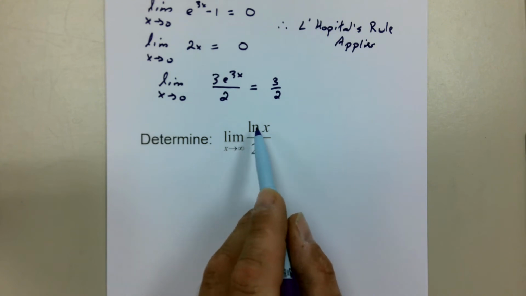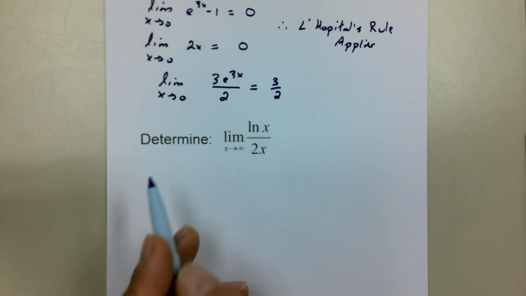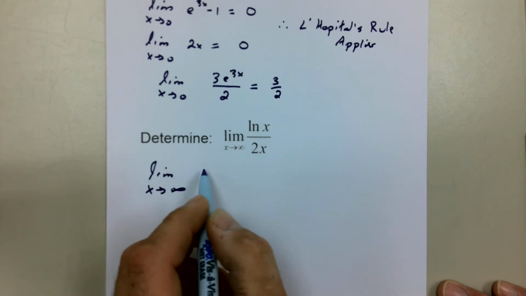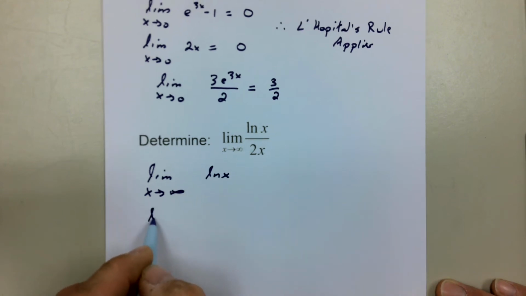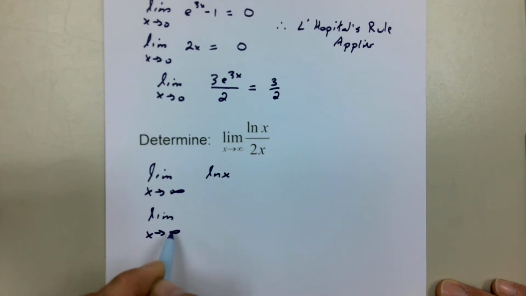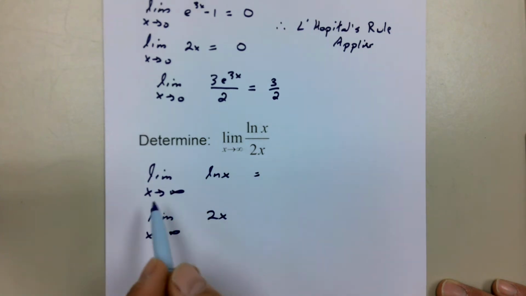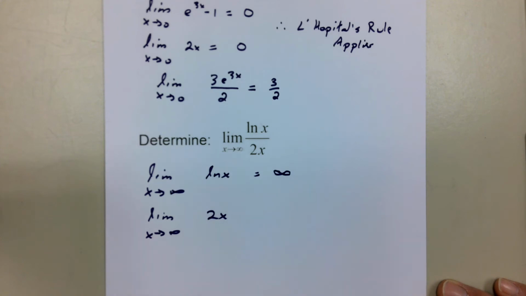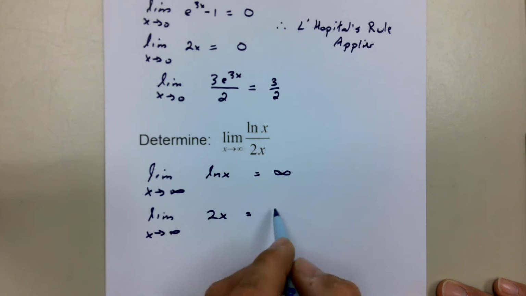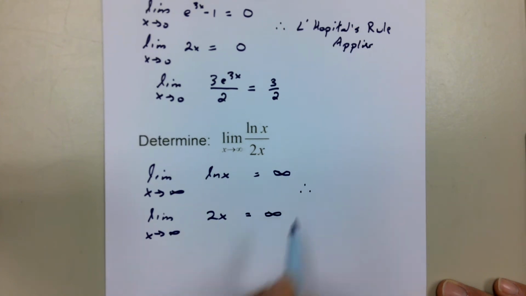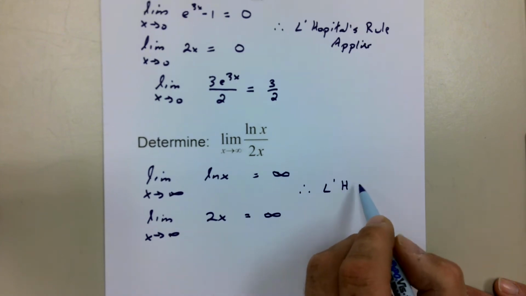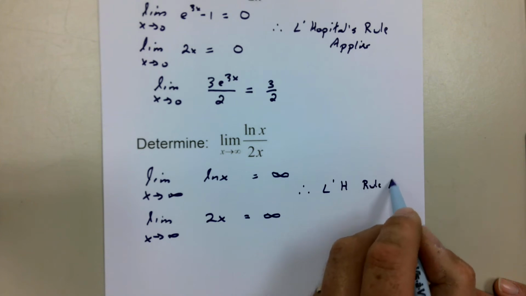Now the limit as x goes to infinity of the natural log of x divided by 2x. So if I go ahead and find the limit of my numerator, which is going to be the natural log of x, and the limit as x goes to infinity of the denominator, which is 2x. So that limit as x goes to infinity, the natural log of a larger and larger number, is going to be larger and larger, goes to infinity. As x goes to infinity, 2x is going to go to infinity as well. So we can say therefore, and I'm going to go ahead and abbreviate L'Hopital's rule, L'H rule applies.